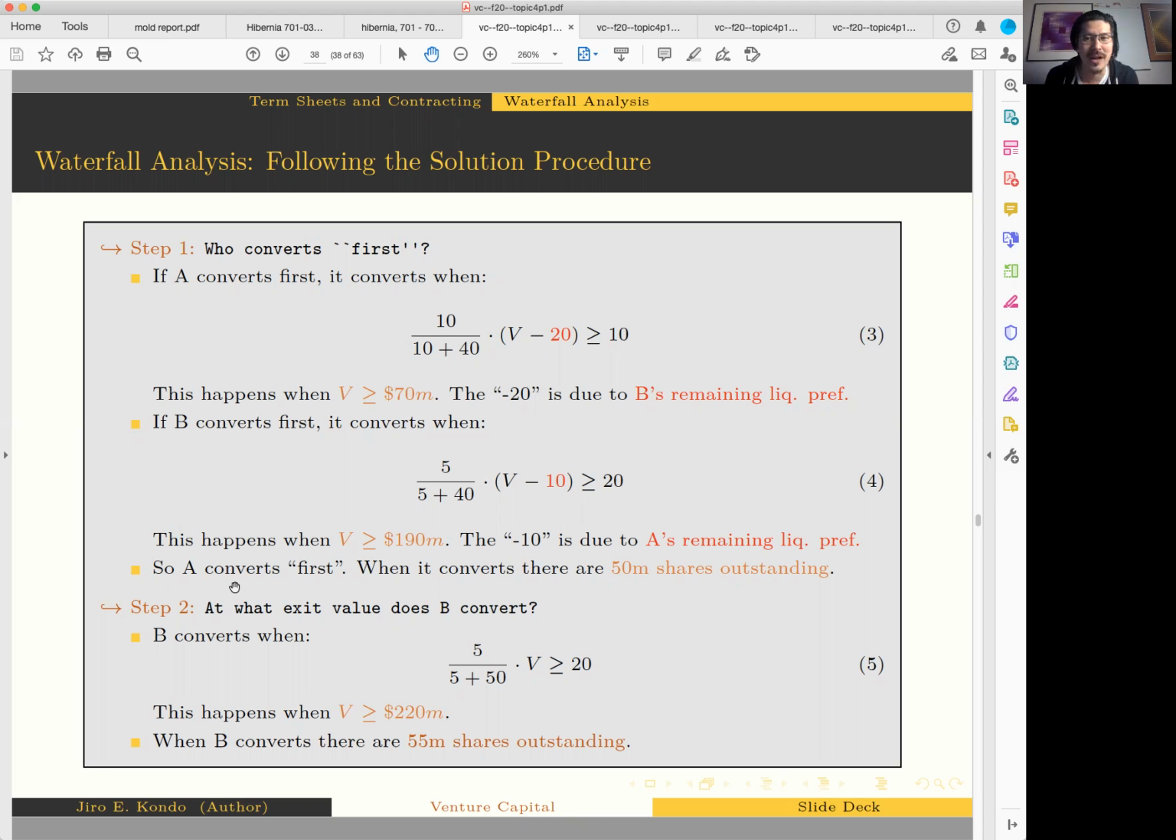Make sense? By the way, it's also useful to note, the more rounds of funding you have, the number of calculations you need to do goes up fast. Because if you have 5 rounds of funding, step 1 involves 5 calculations. What if A? What if B? What if C? What if D? What if E? 5 calculations. Step 2 now has 4 calculations because you have 4 left. Step 3 has 3. Step 4 has 2. Step 5 has 1. 1 plus 2 plus 3 plus 4 plus 5, right?